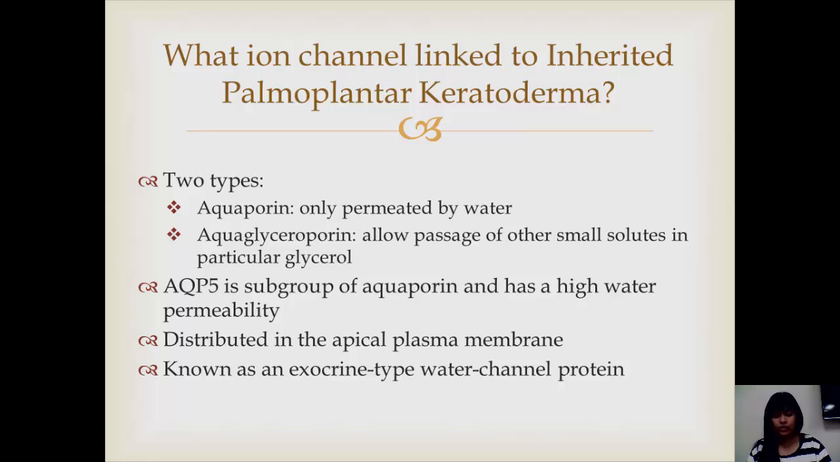Aquaporin can be subdivided into two groups. The first is aquaporin, which is only permeable by water, and the second is aquaglyceroporin, which allows passage to other small solutes, in particular glycerol. AQP5 comes from a subgroup of aquaporin and has a high water permeability. Aquaporin 5 is distributed in the apical plasma membrane and is known as an exocrine type water channel protein because it is involved in the excretion of water from exocrine glands.